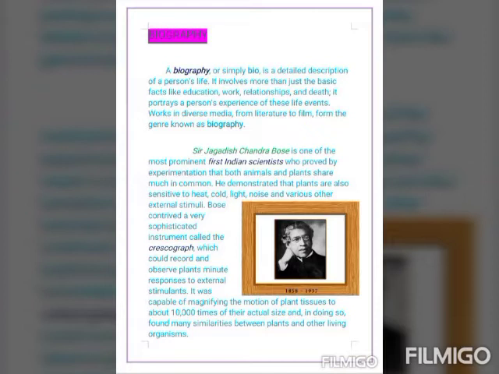So, in this lesson, we learn about the biography of Sir Jagadish Chandra Bose. Sir Jagadish Chandra Bose is one of the most prominent first Indian scientists who proved by experimentation that both animals and plants share such in common. He demonstrated that plants are also sensitive to heat, cold, light, noise, and various other external stimuli. Bose contrived a very sophisticated instrument called the crescograph, which could record and observe plants' minute responses to external stimulants. It was capable of magnifying the motion of plant tissues to about 10,000 times of their actual size, and in doing so, found many similarities between plants and other living organisms. And Sir Jagadish Chandra Bose was born in 1858 and he passed away in 1937.